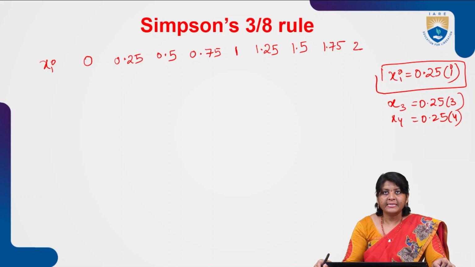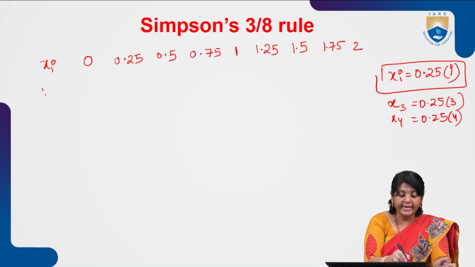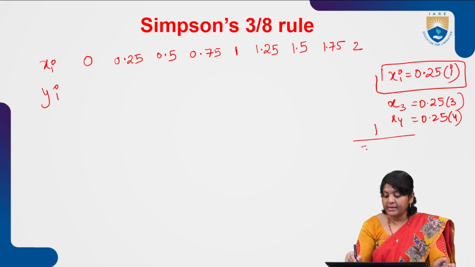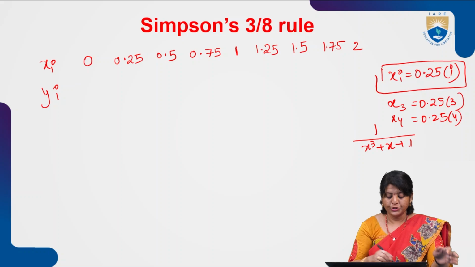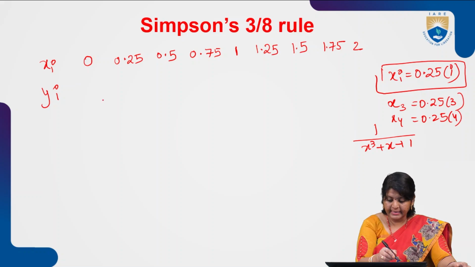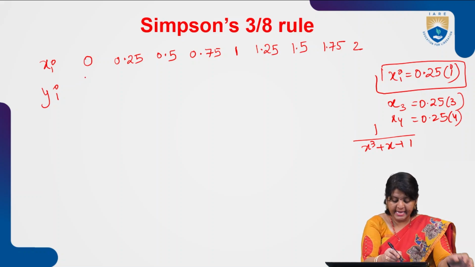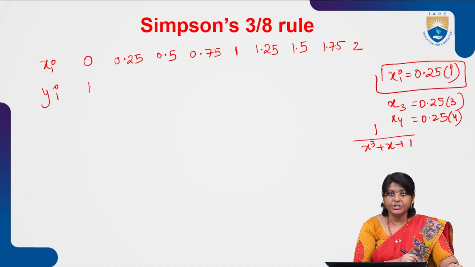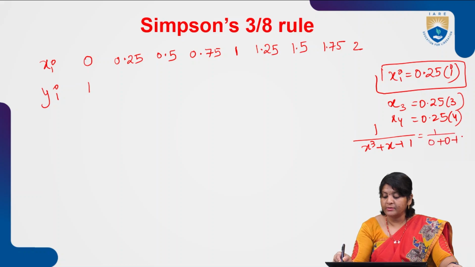Now, by substituting these xi values in the function, we will get the yi values. So what is yi here? The function is 1 by x cube plus x plus 1. Substituting all the values, you will get the table. When xi is 0, this is 1 by 0 plus 1, which is 1. So this is the y0 value.